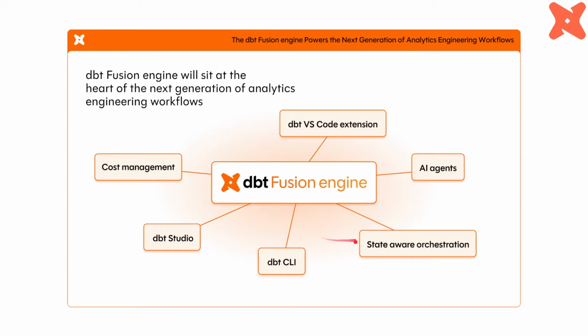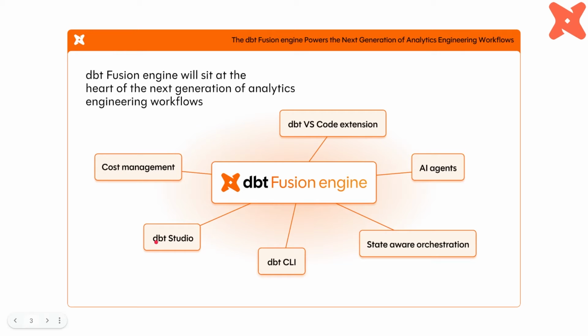Next we have AI. Next we have state-aware orchestration. Imagine AI helping you build or debug models. That's where state-aware orchestration comes into the picture, which allows your pipelines to run more intelligently, skipping unnecessary steps. Next we have the dbt CLI, which remains for those who love terminal workflows.